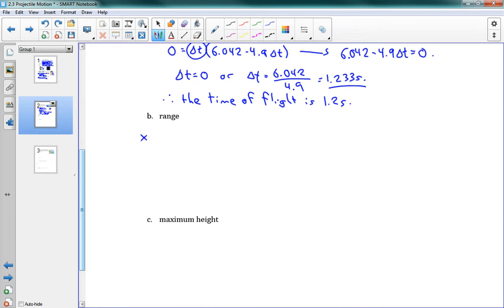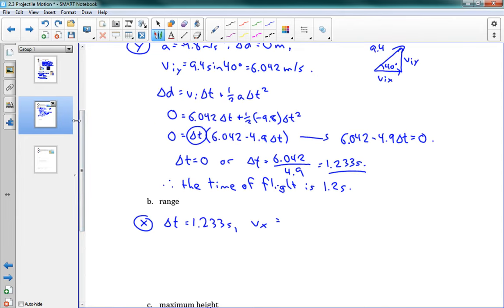Now we want the range. Well, range, remember, we're just looking at the x dimension. I have now my time of flight. And this is usually how it goes, if you're trying to find the range, generally first you need to find how long it's been in the air, which you do from the y dimension. And then we can apply that to the x. So I can say that my Vx is equal to, well, we need to look up again at this picture that we had, this picture up here. So I can say Vx, the x velocity here, is equal to 9.4 cosine 40 degrees.